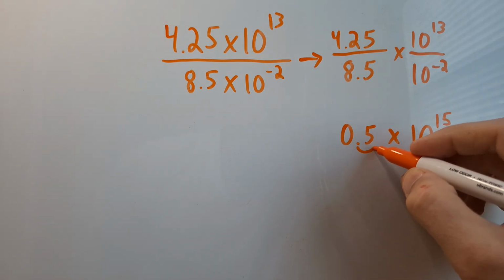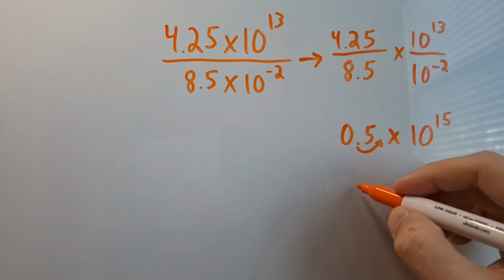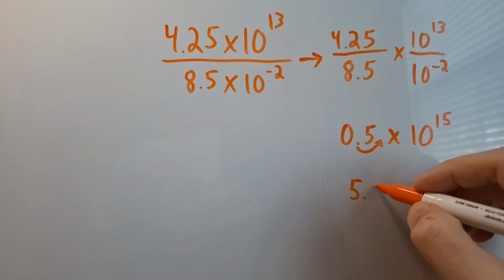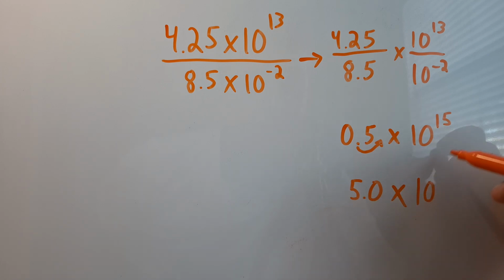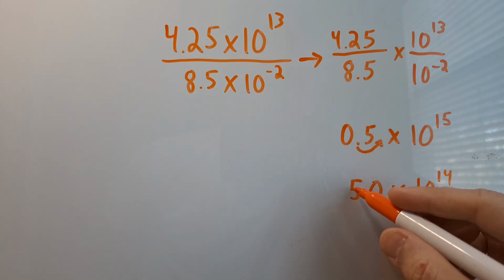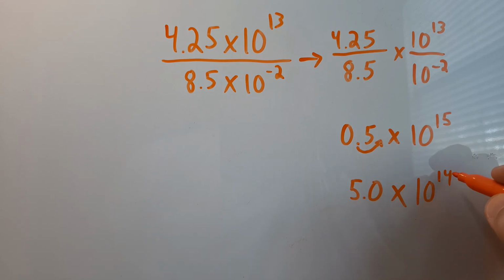So in order to fix that, move your decimal point over once to get 5.0, or you can just write 5, both are fine, times 10. Take 1 away from your exponent because this number was small, and your answer is 5 times 10 to the power of 14.